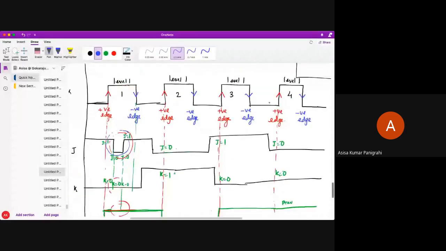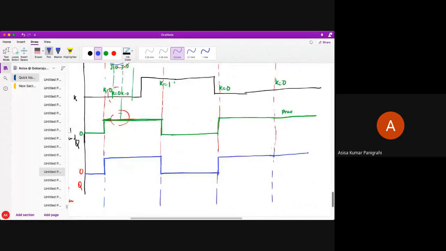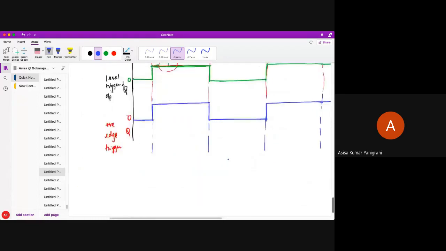Again there is a change in this level. What is J? J is 0, K is 0. It will just keep the previous value. Okay, are you understanding, students, what I am doing? Very simple. If there is any change, it is going to reflect at the positive edges only.